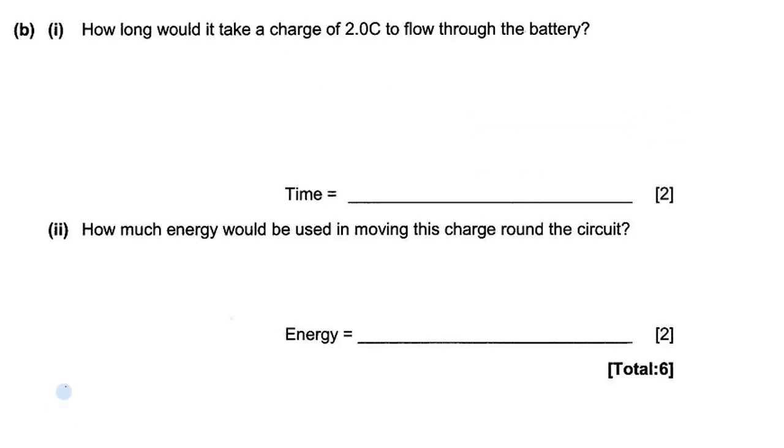Then we move to this part B1. How long would it take a charge of 2.0 coulomb to flow through the battery?